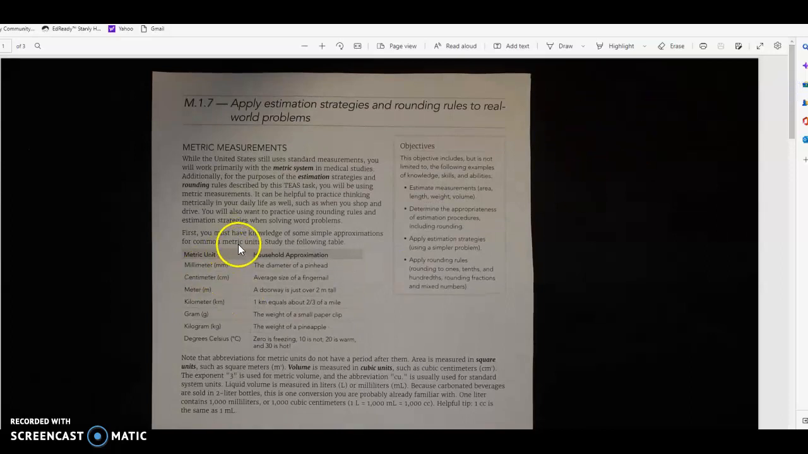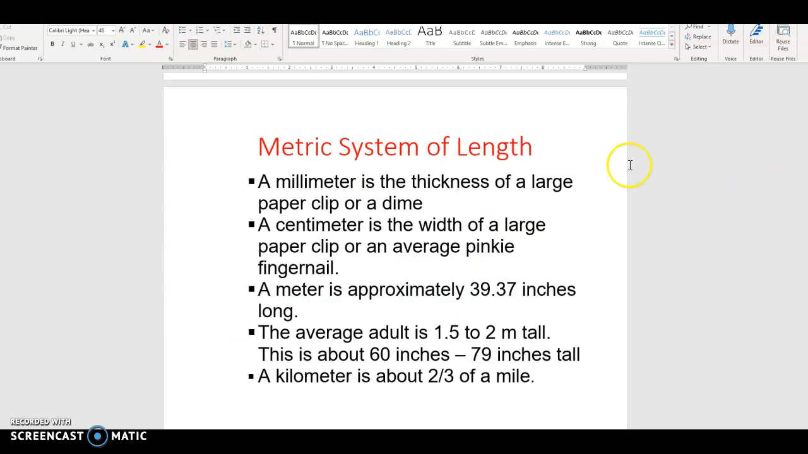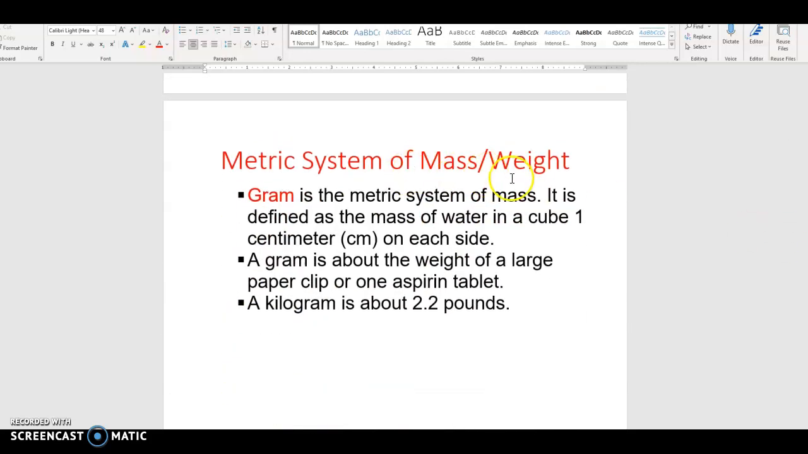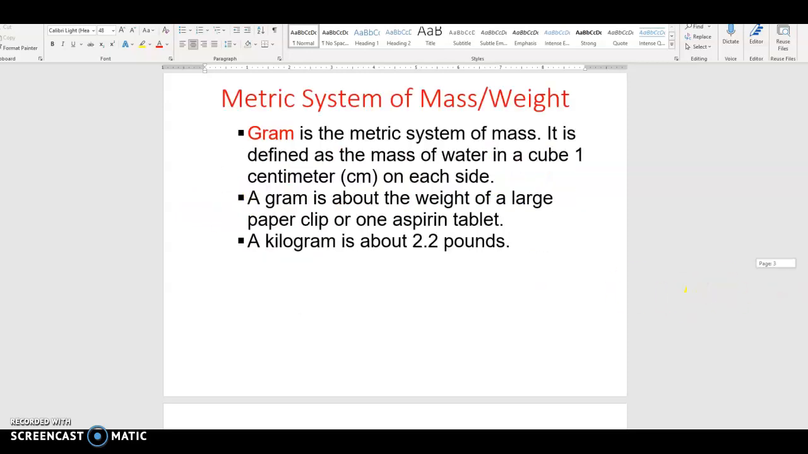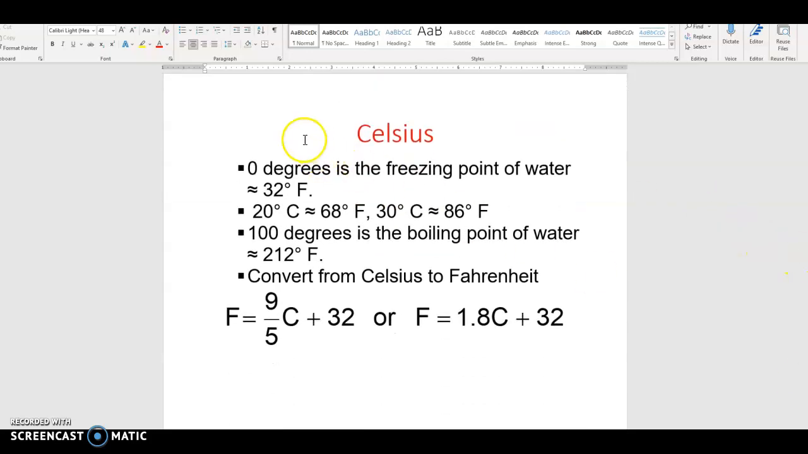Since we're going to be using the common metric units, we need to know some of the common metric units and their household approximations. Posted in Canvas is this metric units handout. It gives you your basic metric units, a little way of remembering the abbreviations for them. And then also we're going to talk about the metric system of length, which is meters. Your metric system of mass and weight, which is grams. Your metric system of capacity, which is liters, like a 2-liter bottle. And then Celsius, which is the metric system of temperature.